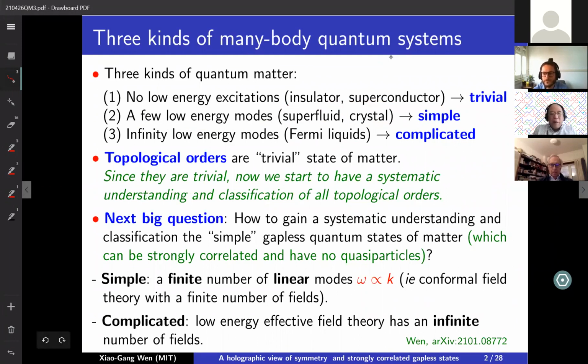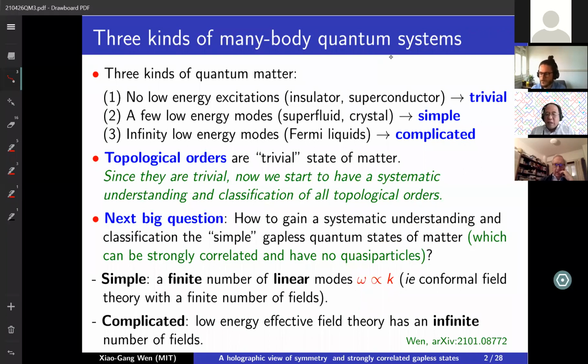You know, topological order belongs to this trivial class because they have an energy gap. And so we have a very good systematic understanding of this class of states, thanks to the last 30 years of development. And so the next big question is to gain a systematic understanding of gapless quantum matter, which is much more difficult.